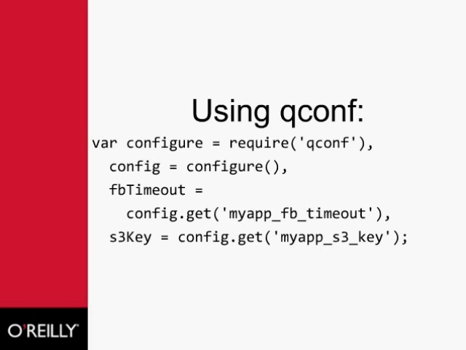In this case, we're just pulling that myapp.fb.timeout variable that we set a few slides back in the config.json file, and then we're going to use that later in the app. Actually, we're not going to use it in this conference, but you can use it. You can do the same thing with the S3 key, which is an example of something you would set in your environment variables, and you get these the same way.